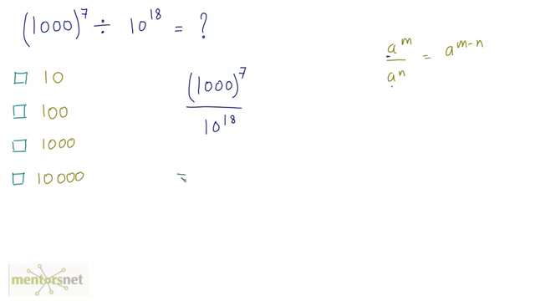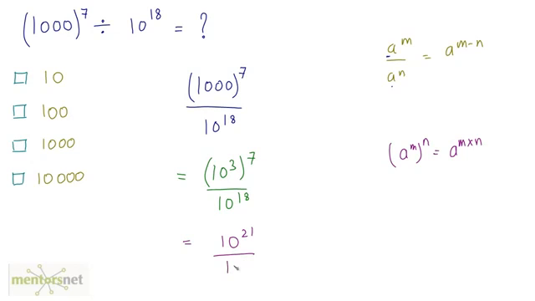1000 is 10 cube, so this is equal to 10 raised to 3 raised to 7 upon 10 raised to 18. Now there is another formula, a raised to m raised to n is equal to a raised to m times n. So this is equal to 10 raised to 3 times 7, which is 21 upon 10 raised to 18. Now you can use this formula and get the answer. So this is equivalent to 10 raised to 21 minus 18, and that is equal to 10 raised to 3. So 1000 is the right answer.